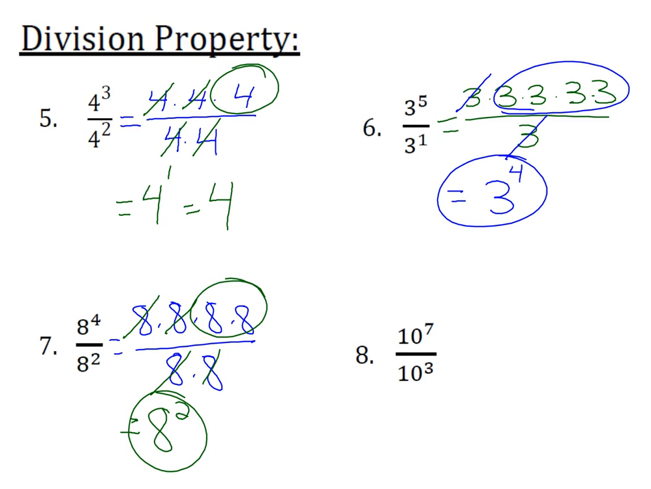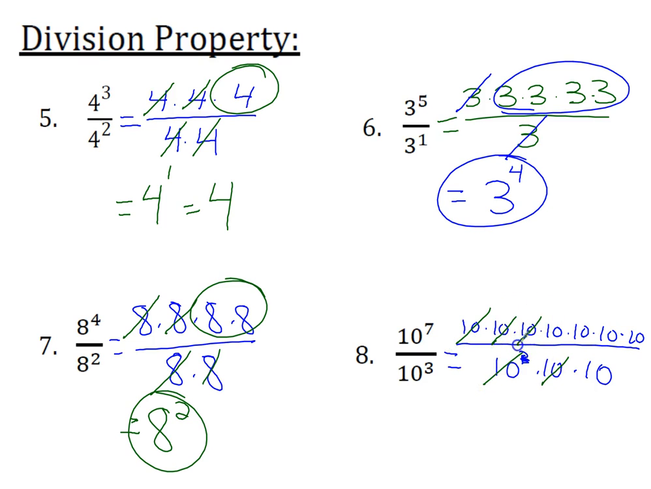For number 8, I write out 7 10s on top for 10 to the 7th, 3 10s on the bottom for 10 to the 3rd. I cancel out what I can. So this 10 and this 10, these two, these two. So I have 4 10s left on top. So it's 10 to the 4th.